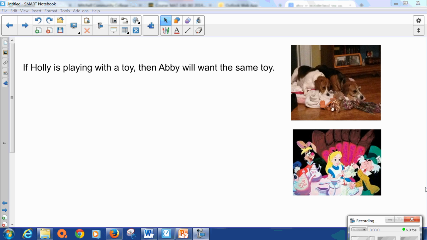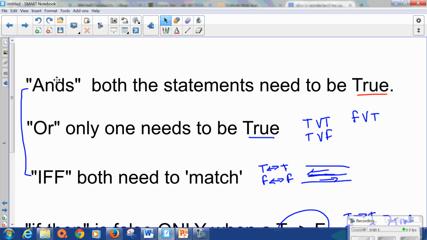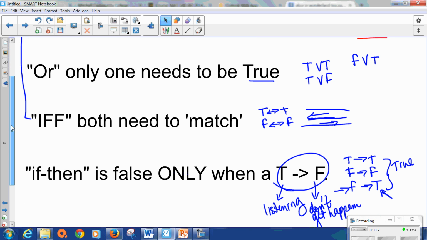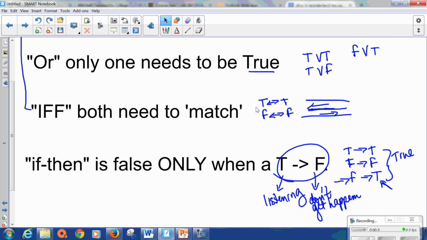So this is part 2 of our chapter 3 review video. In part 1, we looked at how to set up some statements using some symbols and a couple of the different ways that statements can be true. For an and to be true, both statements need to be true. For an or, one needs to be true, either one, but if they're both false, then it's false. And for if and only if, they have to match, so true, true, or false, false. That's how your overall statement is true.